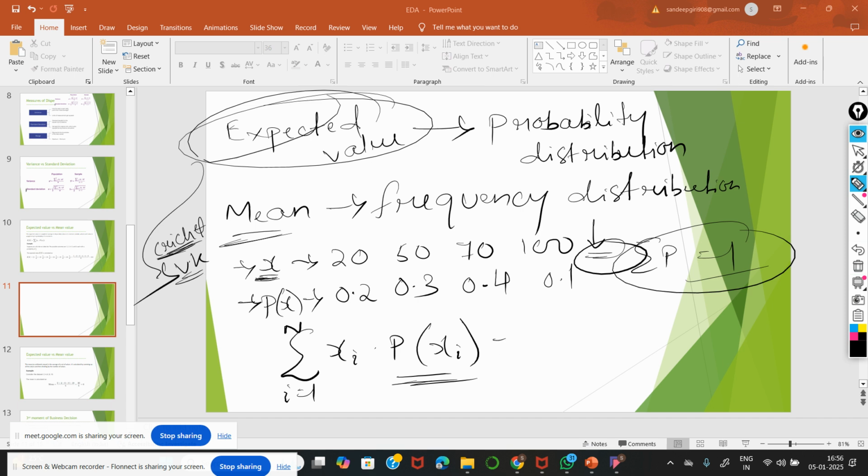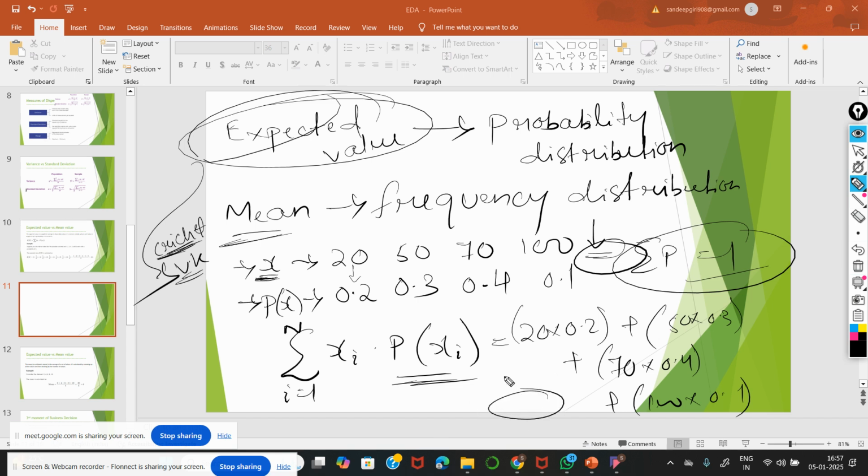See, it would be coming up as xi into probability of xi. So 20 into the corresponding probability value, 0.2, plus 50 into 0.3, plus 70 into 0.4, plus 100 into 0.1. Whatever value you got, that is nothing but the expected value.